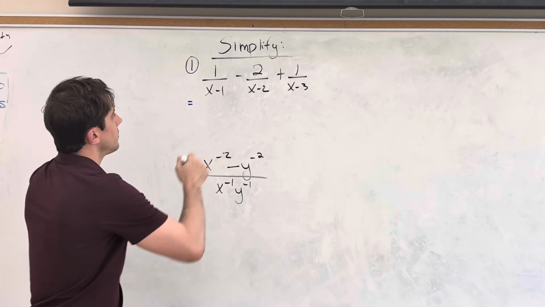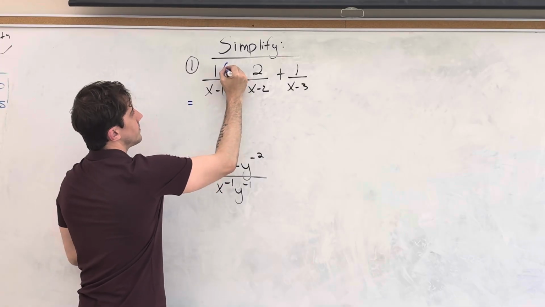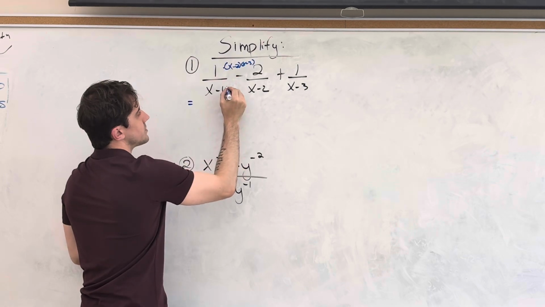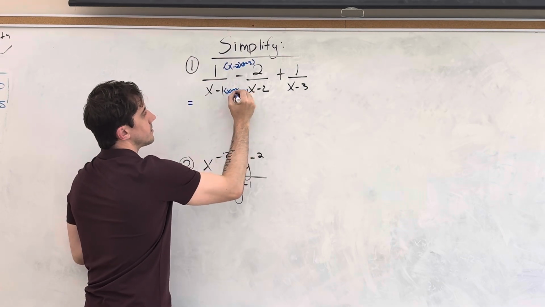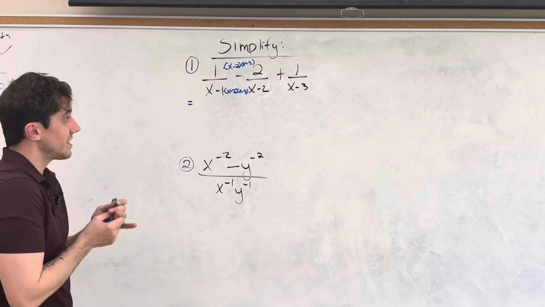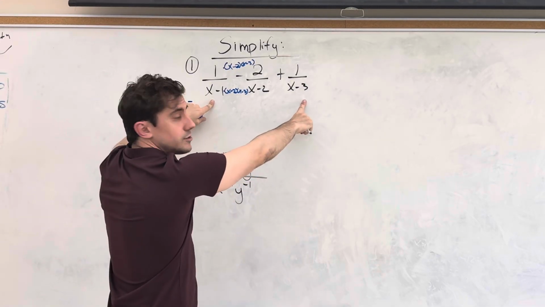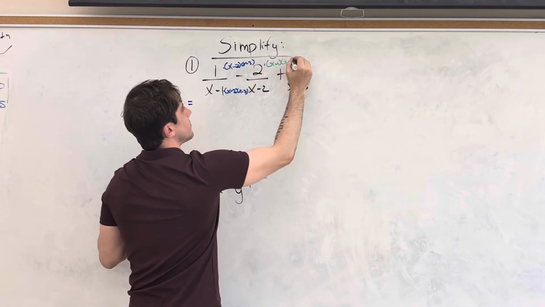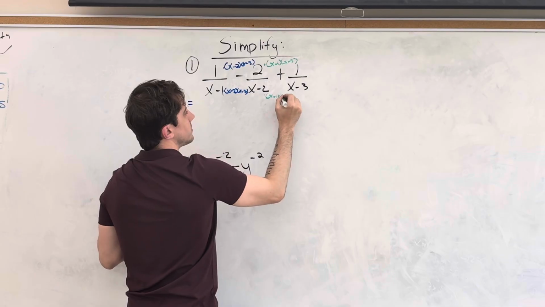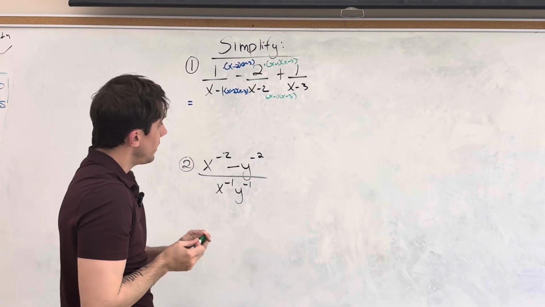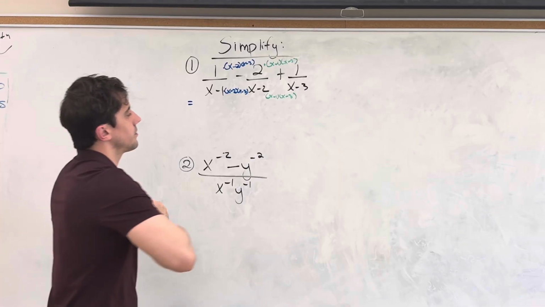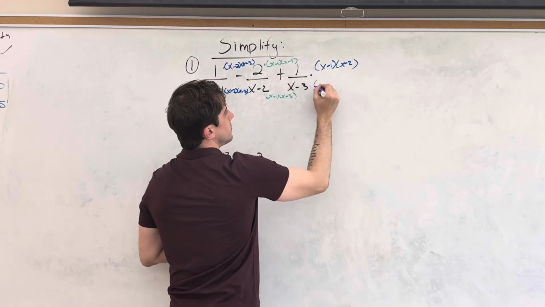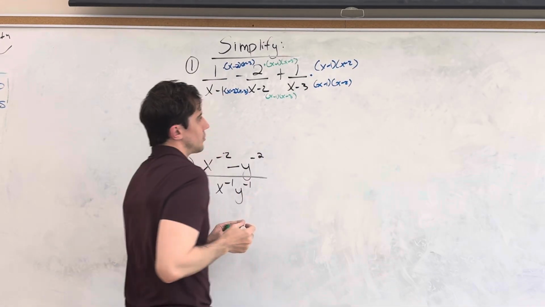So what that means is our first term is going to have to be multiplied by x minus 2 and x minus 3 in the numerator as well as in the denominator, okay? Now, the second term is going to have to be multiplied by the other two denominators. So we're going to multiply its numerator and denominator by x minus 1 times x minus 3. And you'll probably be able to guess that the third term needs to be multiplied by the other two denominators, namely by x minus 1 times x minus 2, in the numerator and the denominator alike.